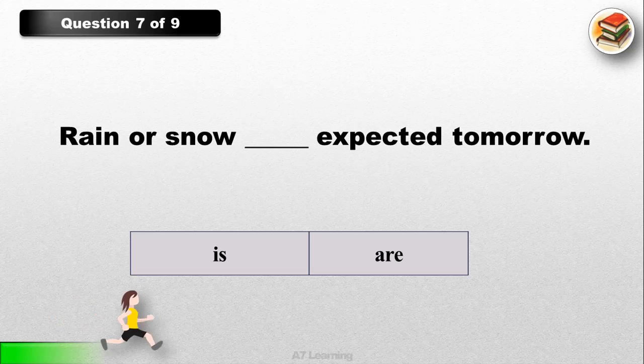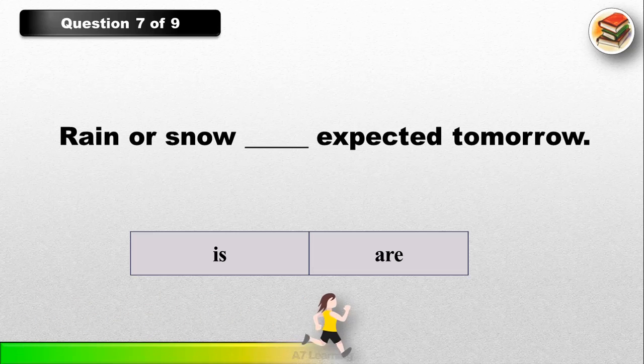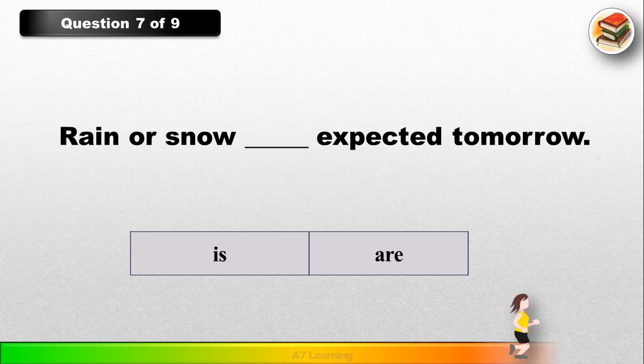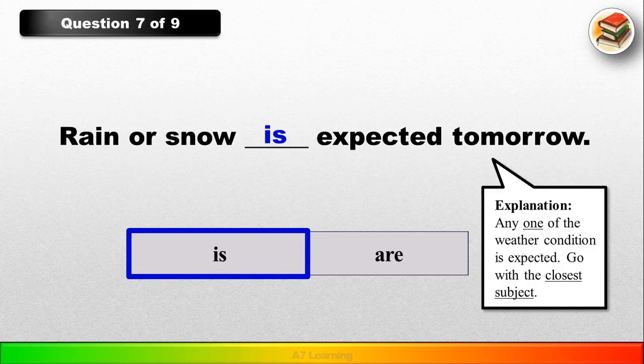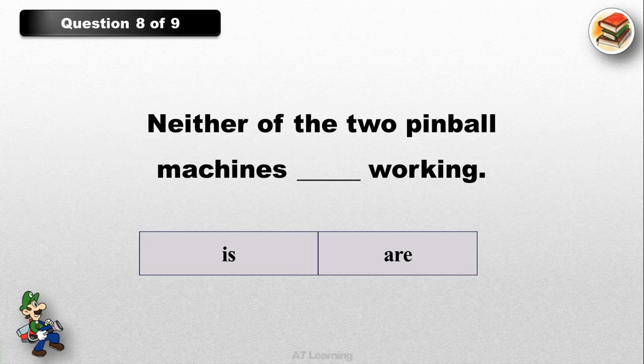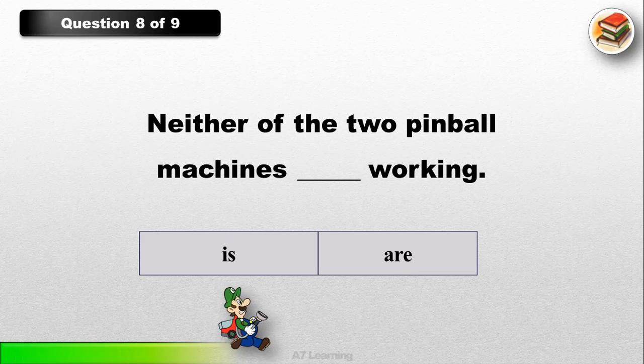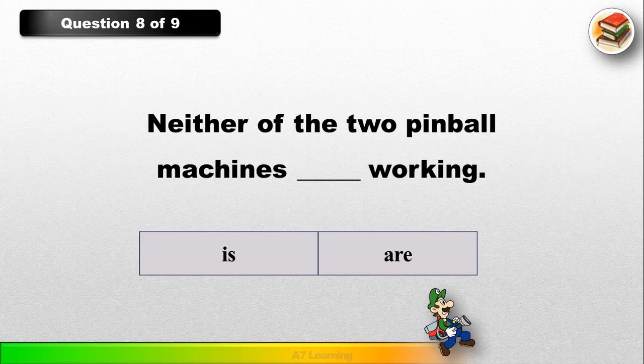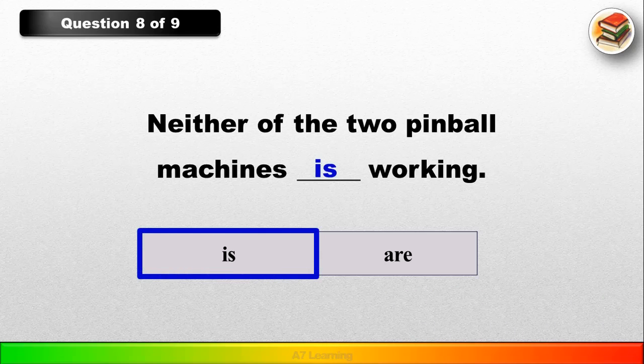Rain or snow blank expected tomorrow. The answer is "is." That's just a second subject sandwich. We have the rain or the snow. It's not mixed in with an either or a neither, but we're talking about one or the other. So it's an "is." Neither of the two pinball machines blank working. If you said "is," you're right on because it's neither one.